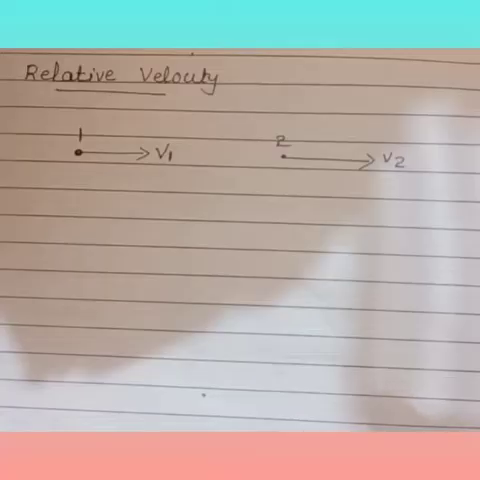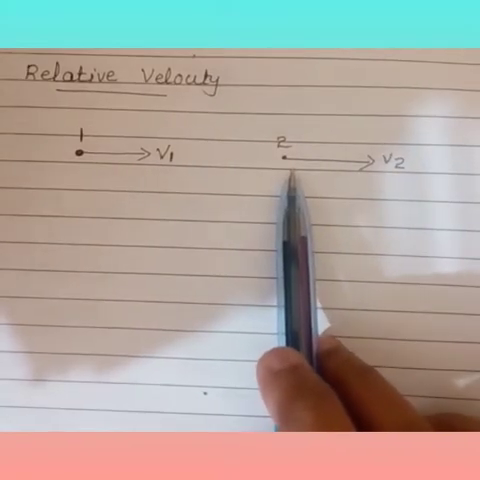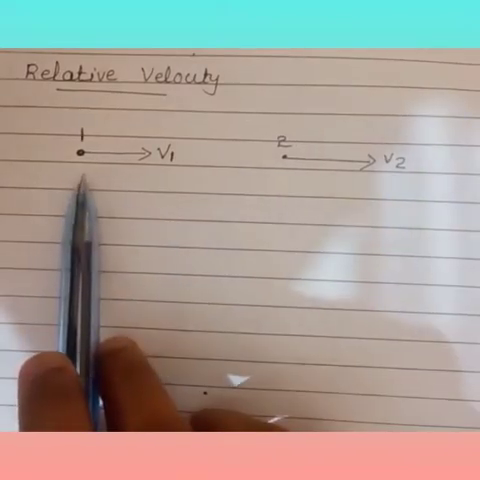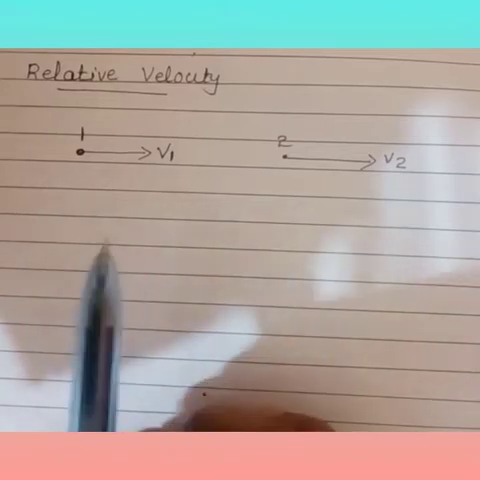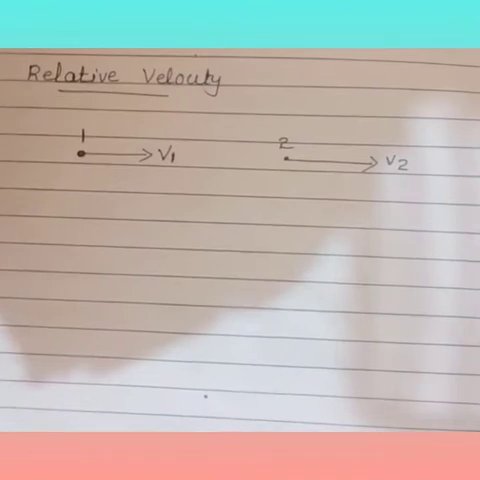The topic is relative velocity. So what do we mean by relative velocity? The relative velocity of object 2 with respect to object 1, when both are in motion, is the time rate of change of position of object 2 with respect to that of object 1.